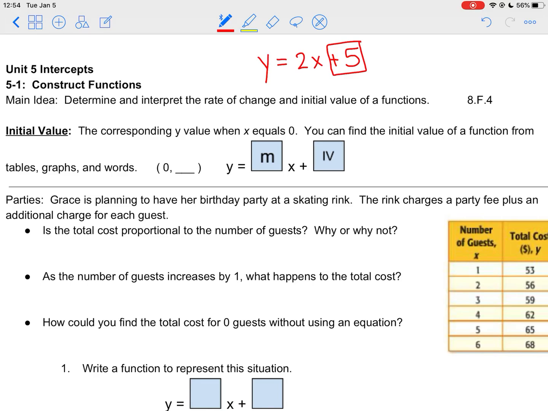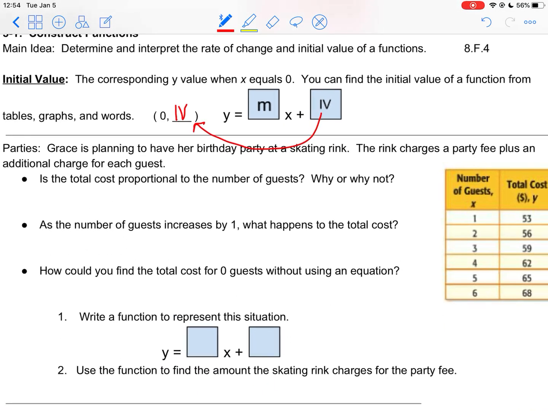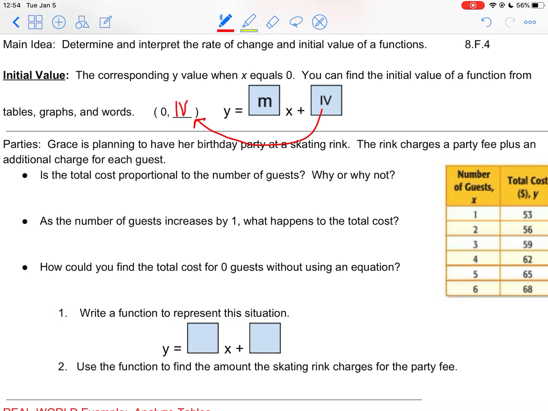You can find the initial value of a function from tables, graphs, or words. So this number that's added at the end, whatever it might be, is part of an ordered pair where 0 is the x value. Whatever the value of y is when x is 0, that's the initial value. We're going to look at this in a few different examples and see how we can find this number from tables and graphs mainly.